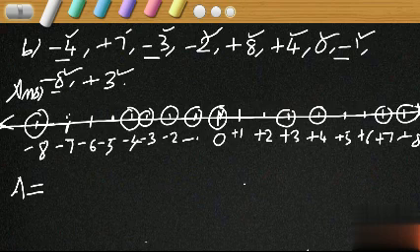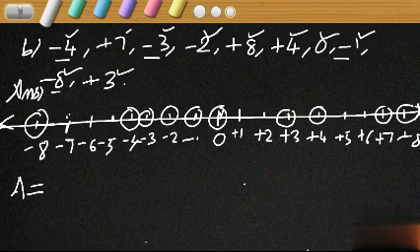On this number line, from the left side, in which order are the numbers arranged? Many times it has been explained. From left to right, the numbers are arranged in ascending order, isn't it? That means the smaller number will be on the left side and the greater number will be on the right side on the number line.